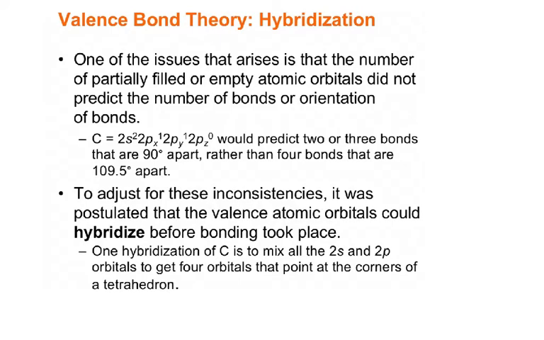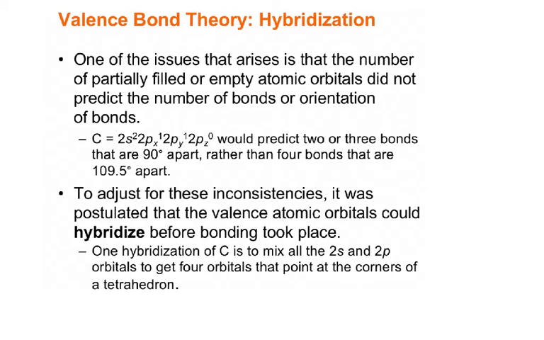Welcome everyone. In this video we're going to be talking about hybridization. Hybridization, which falls under Valence Bond Theory, will help explain some discrepancies that we have with regular VSEPR. One of the issues that arises is that the number of partially filled or empty atomic orbitals does not predict the number of bonds or orientation of bonds.